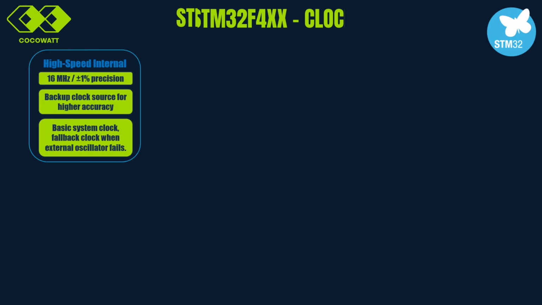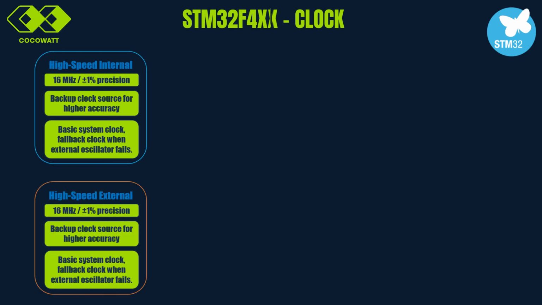First, there's the HSI, or High-Speed Internal Oscillator. This is a 16 MHz internal oscillator with a precision of 1%. It's a good backup clock source when higher accuracy is not needed. Next, we have the HSE, or High-Speed External Oscillator. This is an external crystal oscillator with a frequency range of 4 to 26 MHz. It offers very high precision, 0.1%, but has a longer startup time.